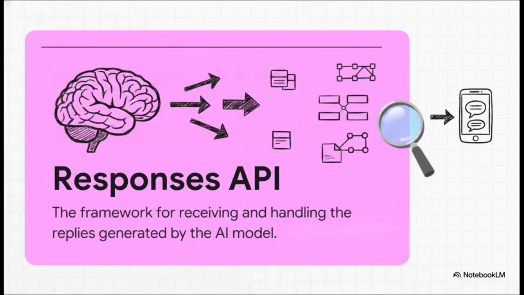But a brain just sitting there thinking up an answer isn't quite enough. We need to actually capture that answer. And that brings us to the Responses API. If chat completion is the AI thinking and generating the text, the Responses API is the framework for how we, the developers, actually receive and handle those replies. It's the necessary other half of the conversation. It dictates the exact structure of how the AI talks back to you so that you can complete the conversation loop. You send data out, the model processes it, and the Responses API ensures that the resulting conversational text is delivered back to your application cleanly and reliably.